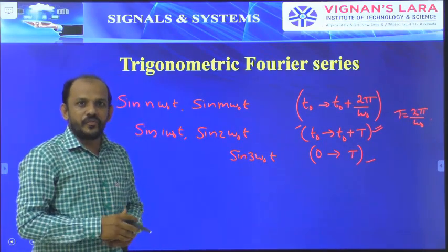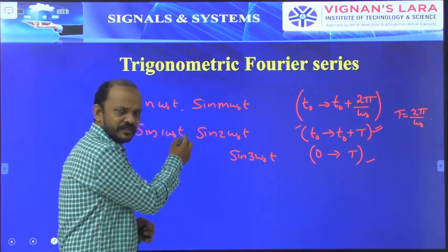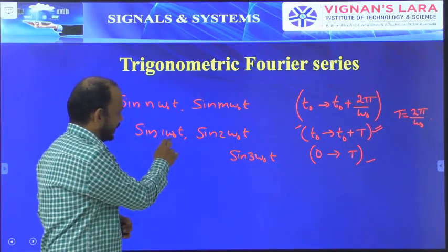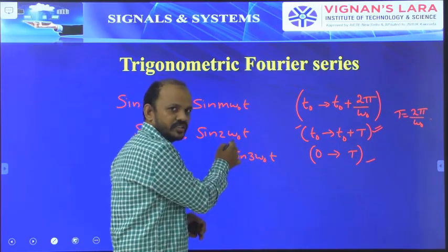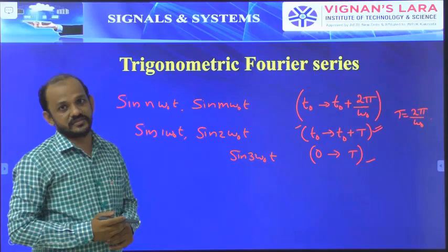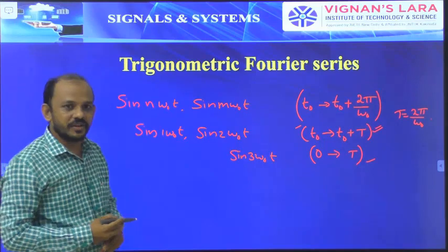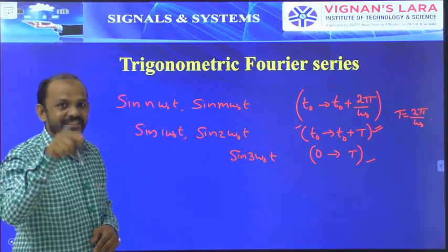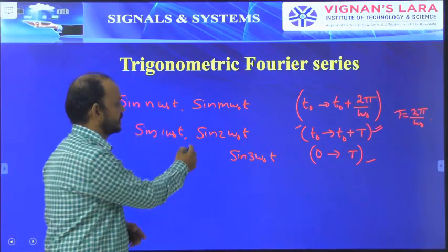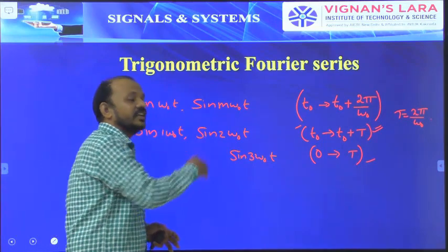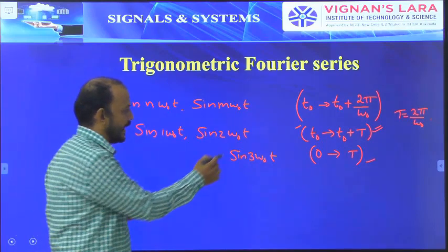A complete set is one where there exists no other signal which is orthogonal to the signals present in that set. Here, if you want to call this a complete set, there should not exist any other signal orthogonal to it. But in this case, there are cosine functions which are orthogonal to sine functions. So this set will be a complete set only if we include cosine terms into this set. That means we have to add cosine terms also.